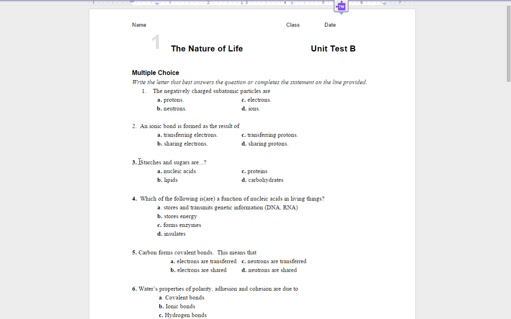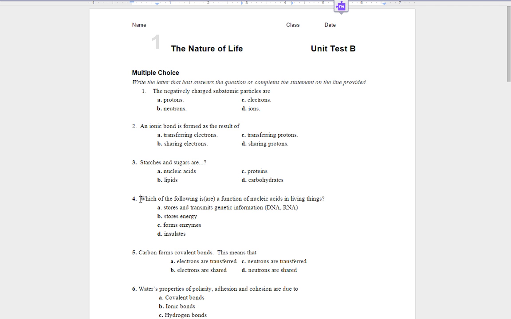Number 3. Starches and sugars are nucleic acids, lipids, proteins, carbohydrates. Starches and sugars are nucleic acids, lipids, proteins, or carbohydrates.